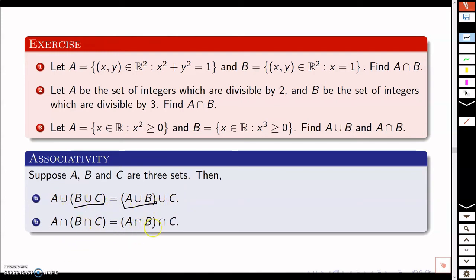Okay. And the same thing is going to work for intersection. That is, A intersection (B intersection C) will be the same as (A intersection B) intersection C. So union and intersection, these two operations on sets, satisfy the associative property. I will give you all an idea of the proof of the first one, and you all can do the second one in a similar way. Okay, so let's see the proof.